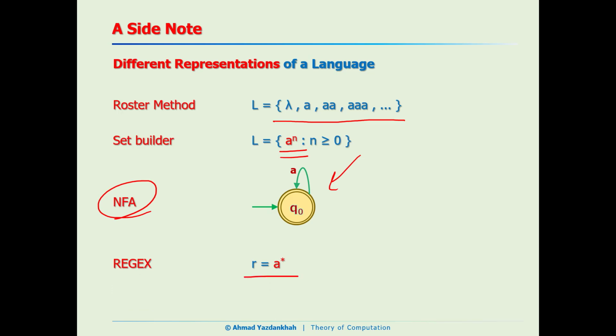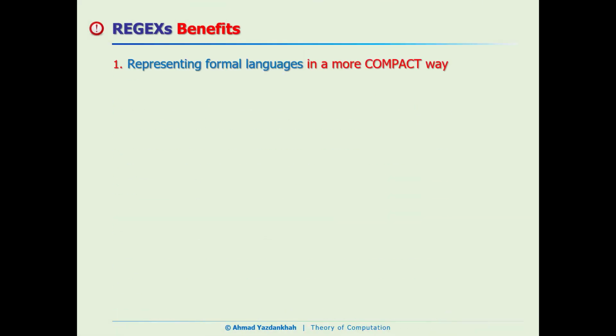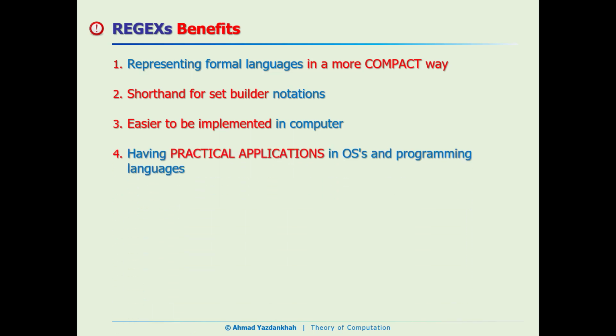Do you agree that regexes are more compact than the other ones? Probably you would say yes. So here are the benefits that we get when we use regexes. Representing formal language in a more compact way. Yeah, we just talked about that. It's a shorthand for the set builder. It is easier to implement in a computer as a program. And also, as you might know, regexes have huge practical applications in operating systems and programming languages.